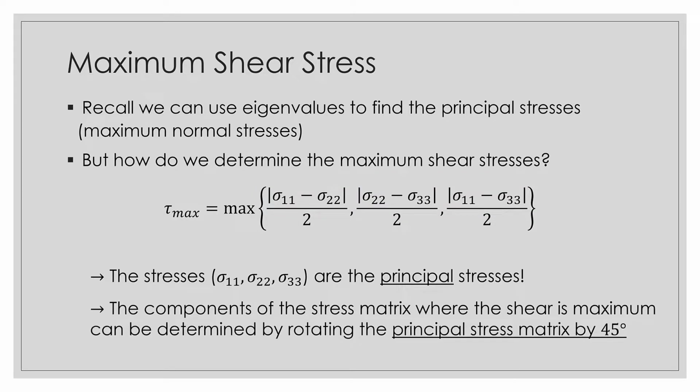So the second thing a question might ask, of course, is, okay, I know what the maximum shear is, but what are the components of my stress matrix in the case where this shear is maximum? To do that, all we have to do is rotate our principal stress matrix. So remember, the principal stress matrix in this case would always be that diagonal matrix full of the eigenvalues. And all we do is rotate it by 45 degrees. Which plane do we rotate on? I'll get to that when we get into the quiz.